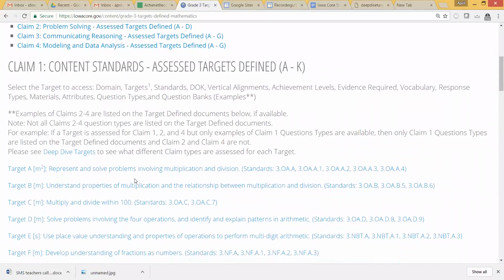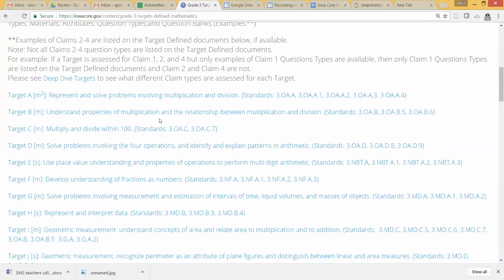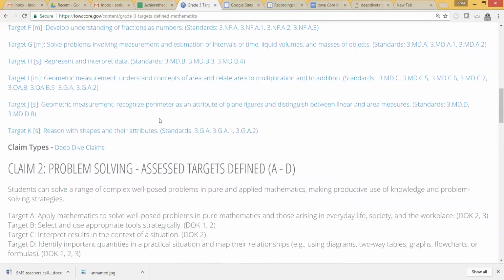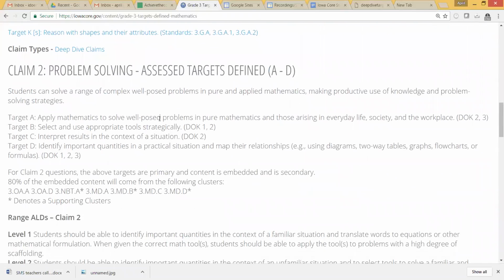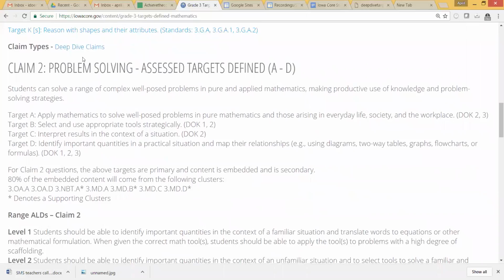And Claim 1 was what we talked about last week, or last month. This was our content standards. But we know that we have our standards and our standards for mathematical practices. So when we get to the Claim 2 section, as we scroll down the page, we see that it has 4 assessed targets A through D. So again, we have our descriptor. And now our targets are A through D here. And what's nice about this work being done is it has DOK levels already with it. So we, as educators, don't even have to identify those.